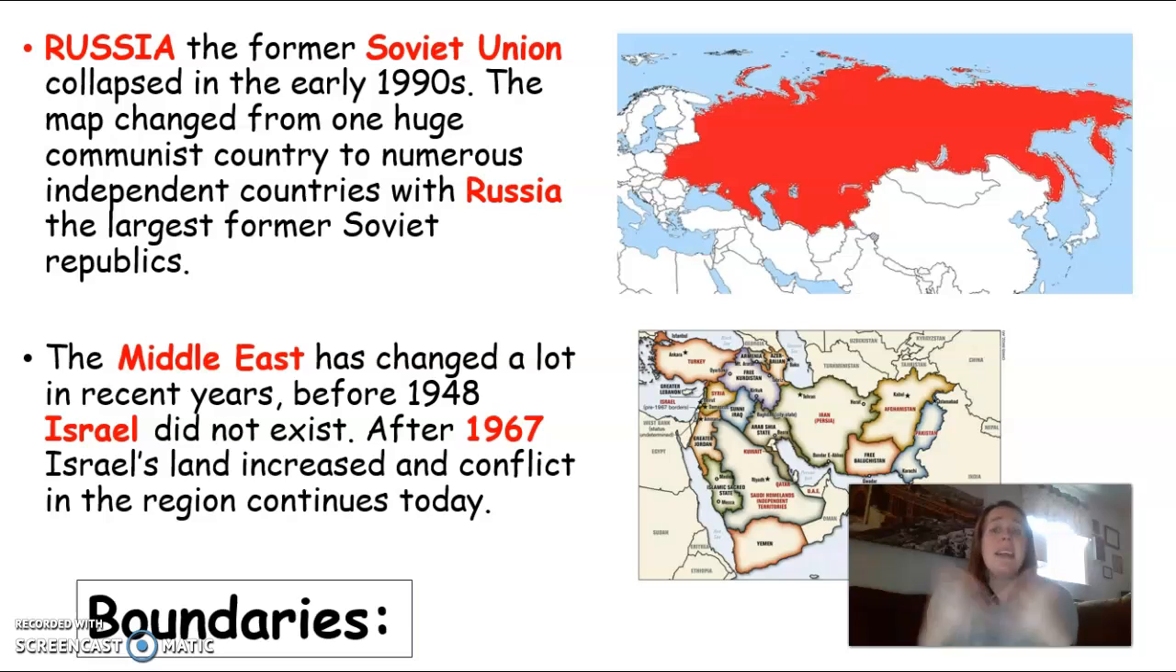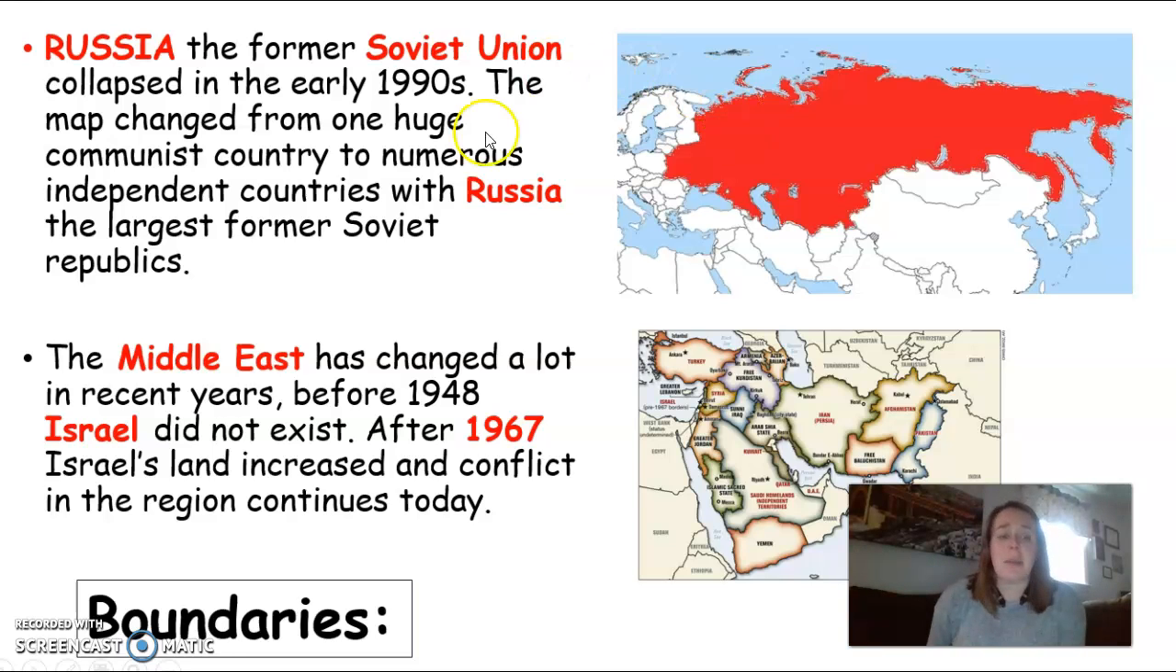Okay, now, speaking of boundaries, Russia, the former Soviet Union, collapsed in the early 90s. So if we look at this map that we have up here, this huge red area, that is the former Soviet Union. But once the Soviet Union collapsed, all of those countries became independent. So once again, the boundaries completely changed.